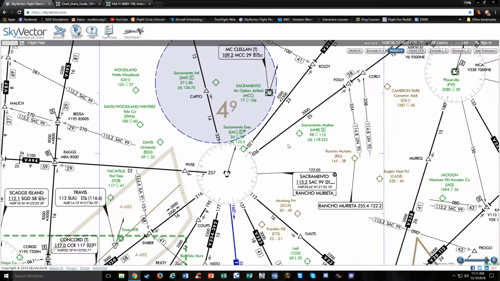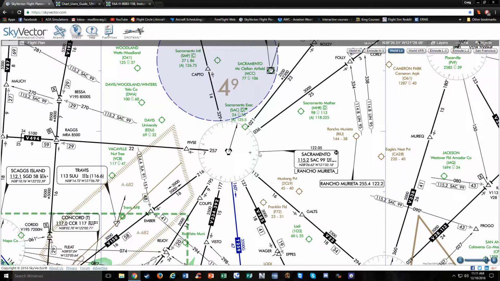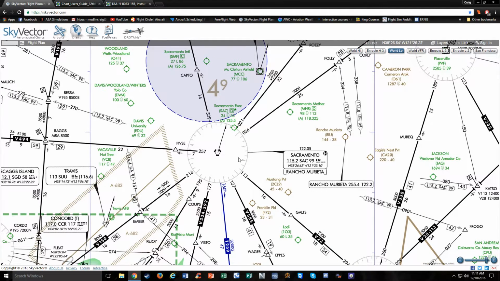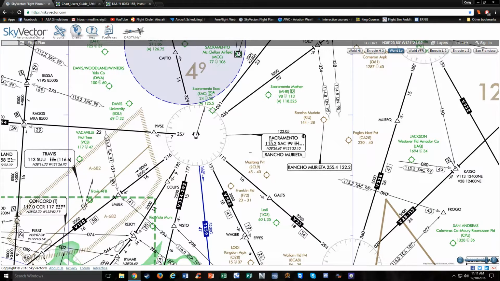Alright, let's look at the VORs now. And so right down here, the Sacramento Vortac. It's a Vortac identified by the black squares. And you just have to look at the compass rose and find the line that comes out to the box here. And so we have Sacramento. It's on frequency 115.2. The identifier is SAC. The channel is 99. That's military. So you don't have to worry about that. This is your Morse code identifier and the geographic location.